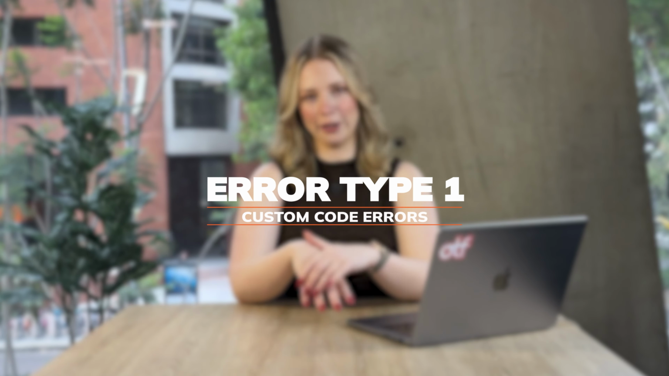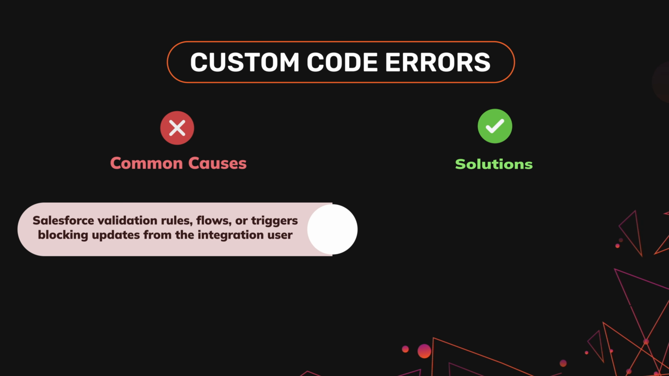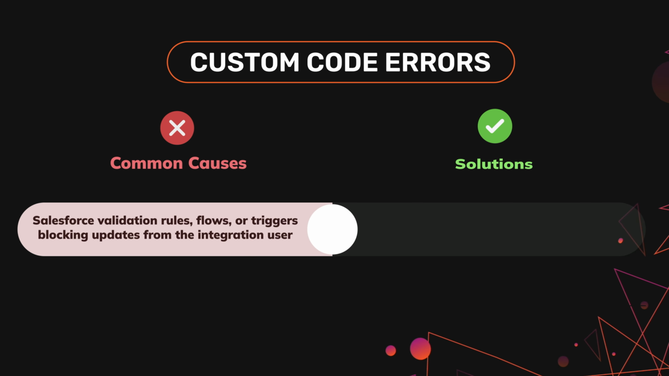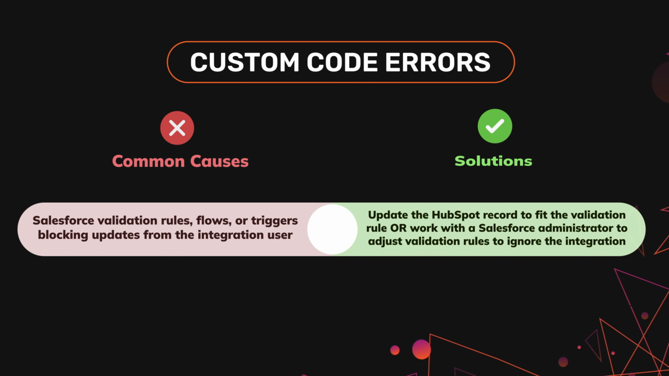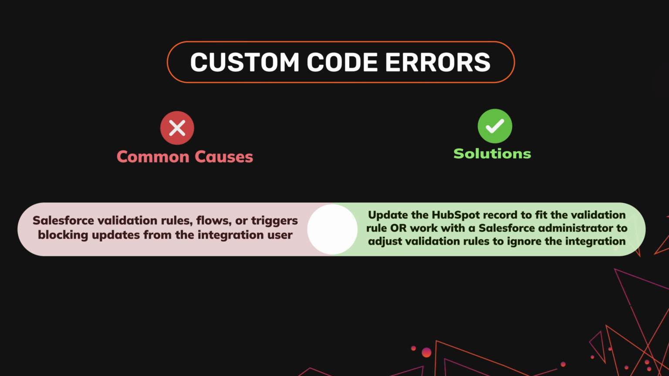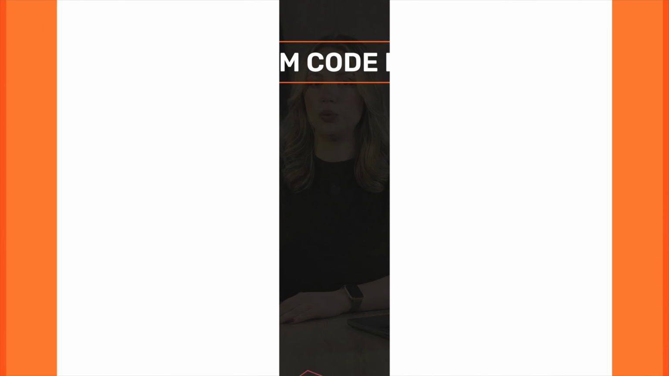Error type 1 is custom code errors. Common causes for this are Salesforce validation rules, flows, or triggers blocking updates from the integration user. Solutions here are to update the HubSpot record to fit the validation rule, or work with a Salesforce administrator to address the validation rules to ignore the integration user.